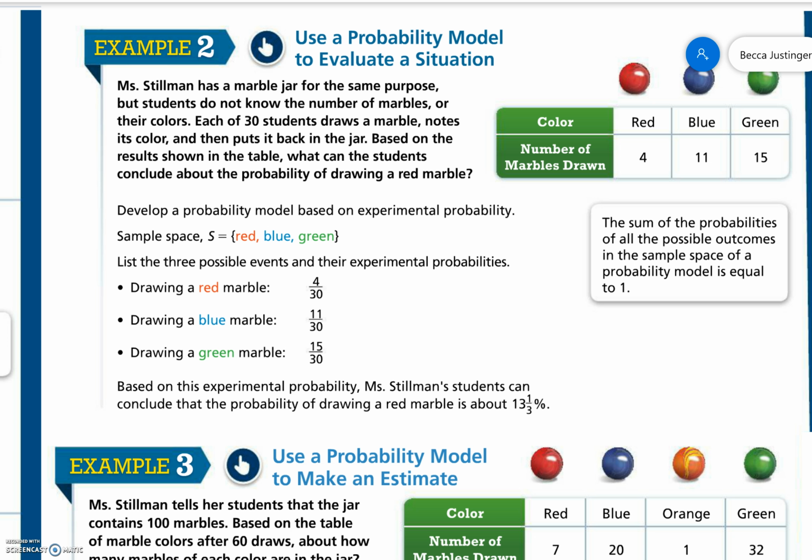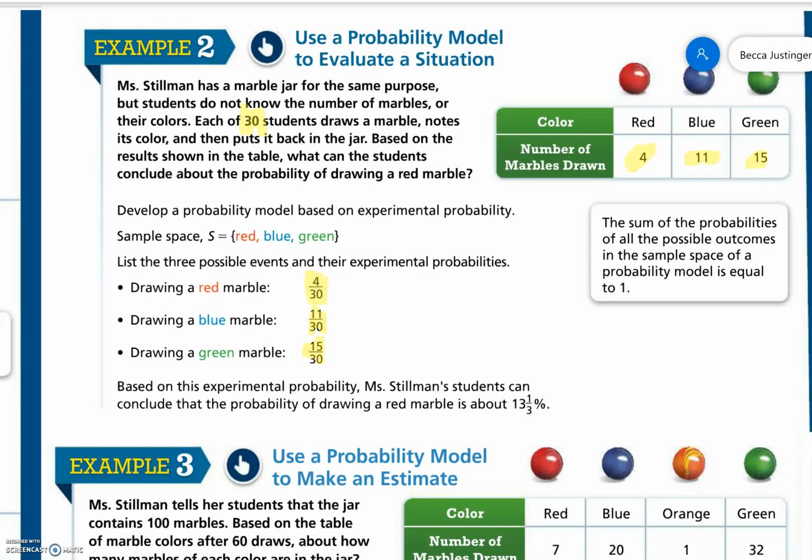So our sample space, there's red marbles, blue marbles, and green marbles, because nobody drew a marble any other color. There were 30 people, and 4 out of 30 chose red. So here's where our 4 comes from, and we knew 30 students, so we got 4 out of 30. 11 out of 30 chose blue, and 15 out of 30 chose green.